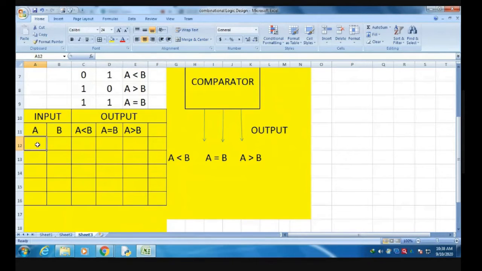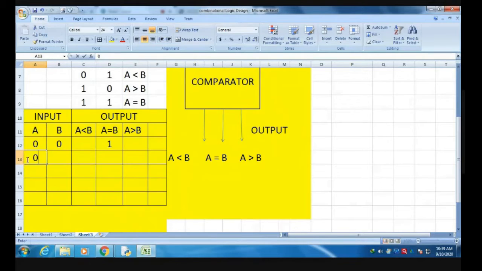Now tell me the truth. We have to define the truth table. This is A 0, B is 0. What is the output? A equal to B. Yes, A equal to B. So we consider output A equal to B is 1.